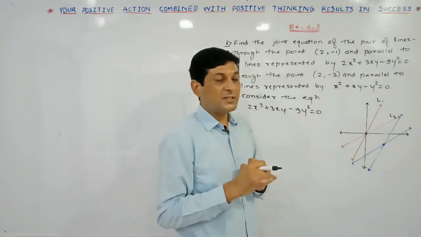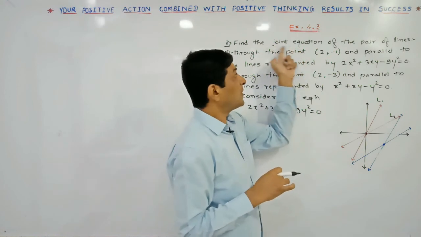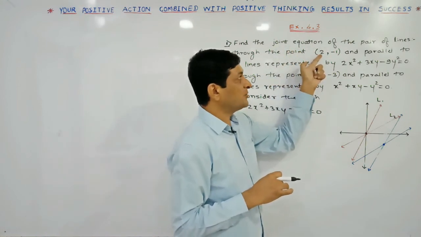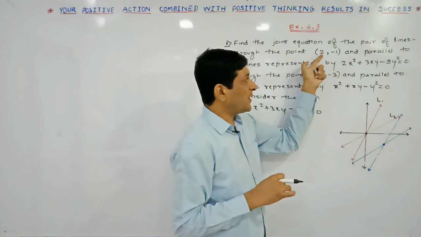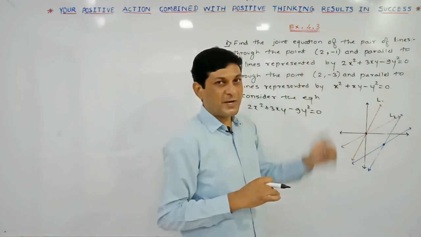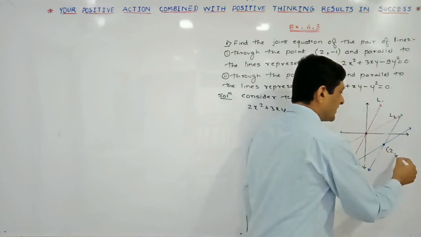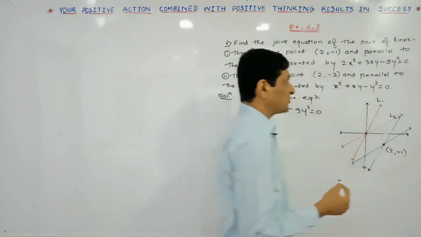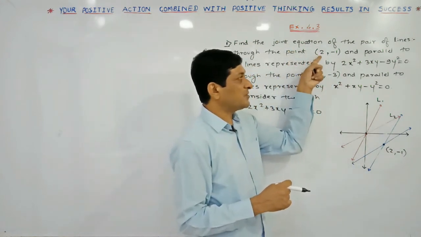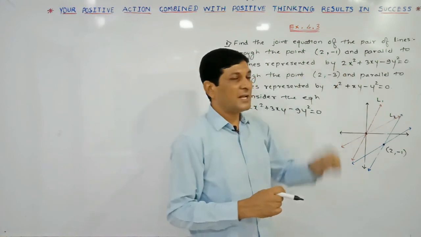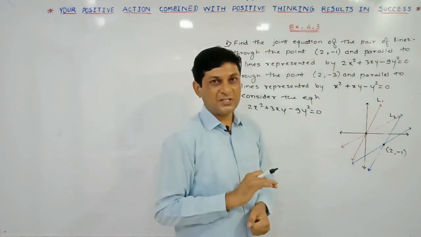Now what is our question? The question is to find the joint equation of the pair of lines passing through this point. If you observe the coordinates, this point lies somewhere in the fourth quadrant. So here we have this point with coordinates (2, −1). Our required lines pass through this point and are parallel to the lines represented by this homogeneous equation.